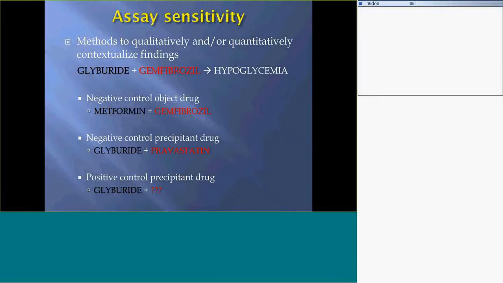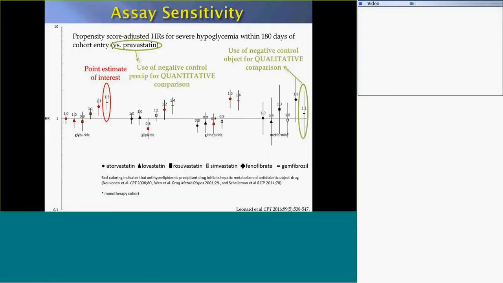To the extent that you know one, you could also think about a positive control precipitant drug. So, for instance, if there's information in the literature that there's a well-known interaction between glyburide and some other drug, and there's an expected magnitude of effect of that on hypoglycemia, you could see if you could replicate that in your data. And again, all of these things can help you contextualize what you find in your overall study, where you're looking at glyburide and gemfibrozil increasing hypoglycemia risk.